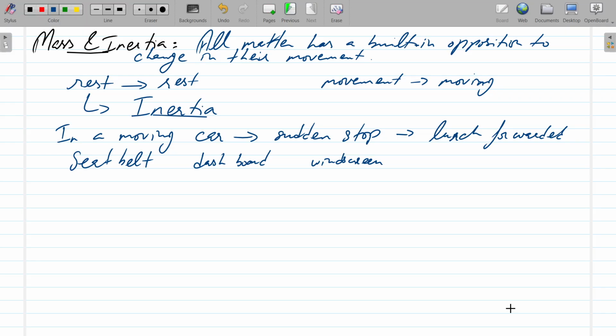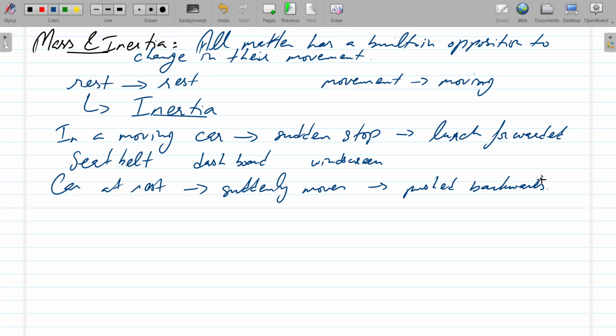right? So that is an example of a moving object that has to stop suddenly, and so it will try to keep moving. If you take the similar scenario of a car at rest, and if it suddenly starts to move, in this case, you are pushed backwards. And the concept is the same because you were sitting and the car moves forward, and so you were stationary. And so when the car suddenly moves forward, you are pushed back, you feel a push back.